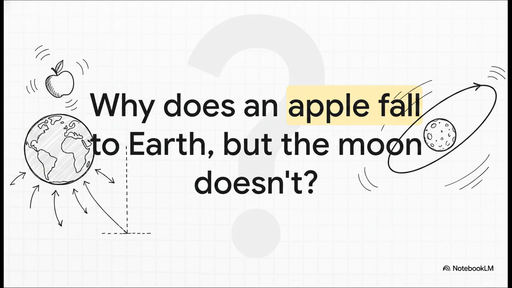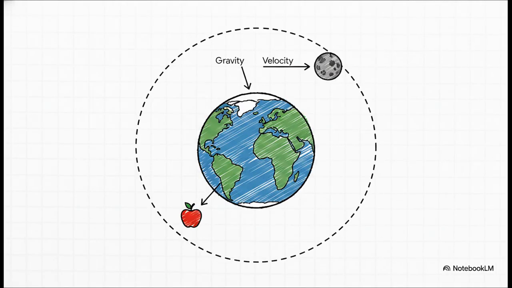If the Earth's gravity is pulling on both a falling apple and the orbiting moon, we have to ask ourselves, why does only the apple fall straight down to the ground? This brings us to the brilliant concept of orbital mechanics.